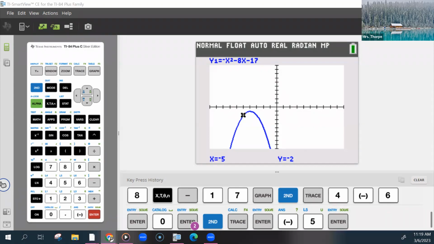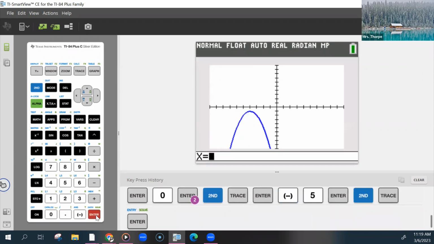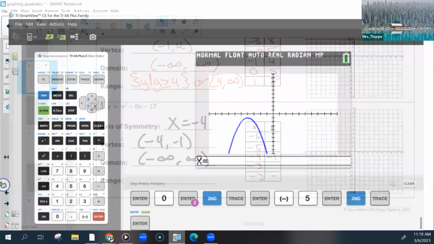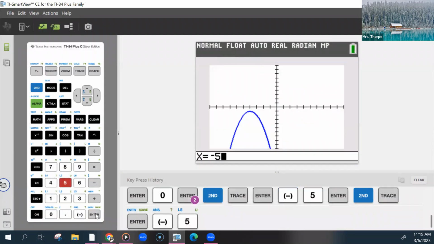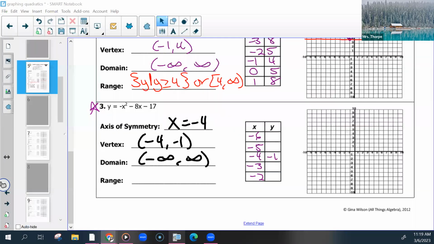Okay. I went second trace. You're looking for a value for the first one. And then we were looking for when x is -5, I just picked one of those, it doesn't matter which one you put in. Typed in -5 and hit enter. And it gave us that y was -2. So I can put that in my table.